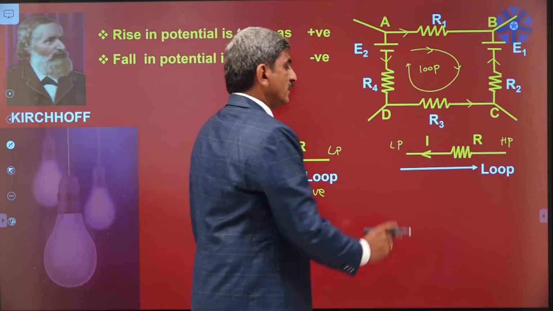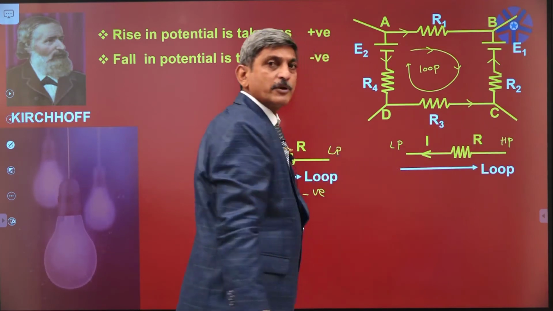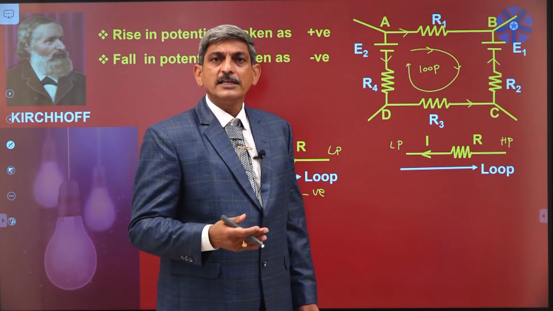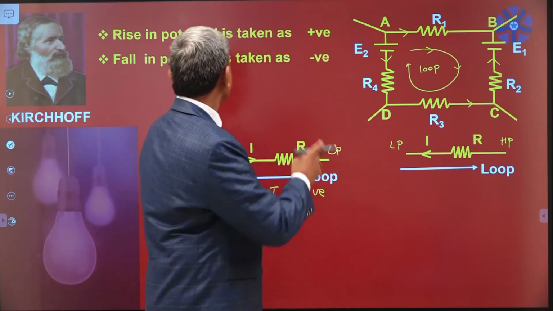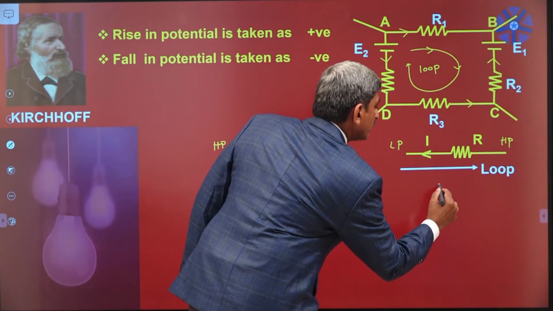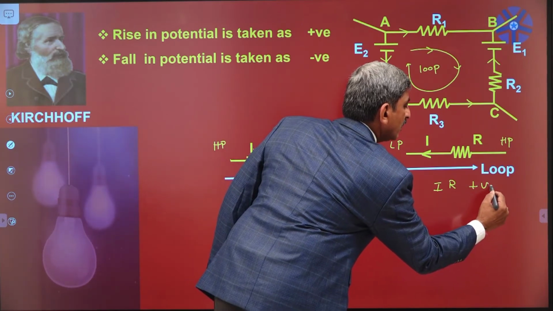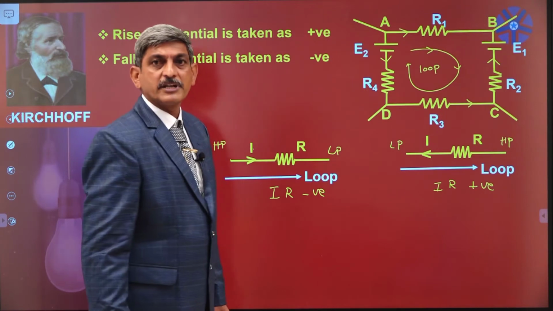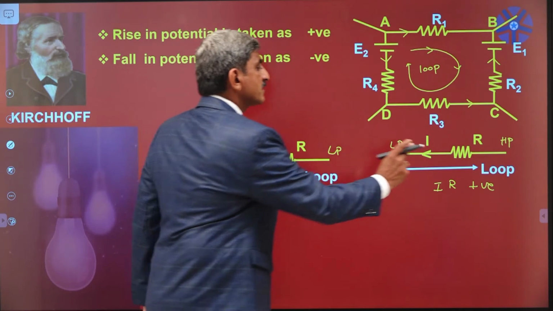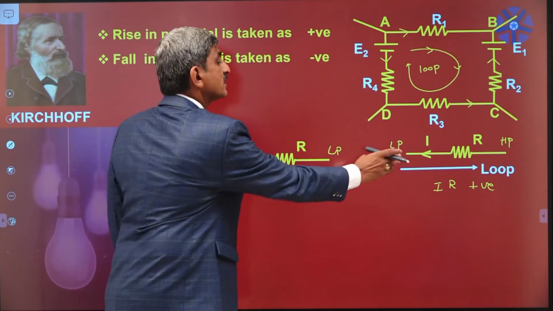Whereas here, whenever we are moving in the loop, we are moving from the lower potential point to the higher potential point. Clearly, there is a rise in potential. The rise in potential is positive, so the voltage drop IR must be taken as positive. Okay? Sometimes the potential drop across the resistor IR is taken as positive, sometimes taken as negative. That is decided by this simple rule.